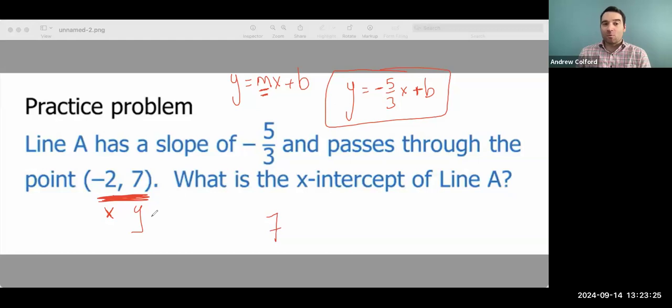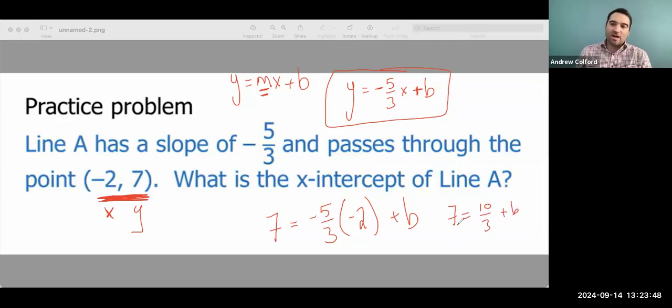I get 7 for the y equals negative 5 over 3 times negative 2 plus b. So let's solve for b here. I get 7 equals positive 10 over 3 plus b. Subtract 10/3 from both sides. 7 is 21 over 3, so 21 over 3 minus 10 over 3 gives 11 over 3. B is equal to 11 over 3. So b is the y-intercept of this line. Ellen, so far so good?